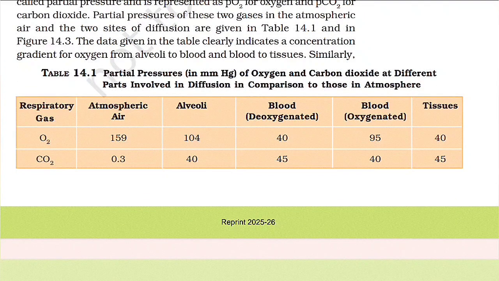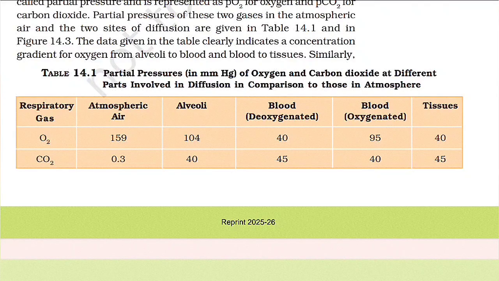Table 14.1. Partial pressures in mmHg of oxygen and carbon dioxide at different parts involved in diffusion in comparison to those in atmosphere. Respiratory gas oxygen. Its partial pressure in atmospheric air is 159. In alveoli, partial pressure of oxygen is 104. In deoxygenated blood, partial pressure of oxygen is 40. In oxygenated blood, partial pressure of oxygen is 95, and in tissues, the partial pressure of oxygen is 40.